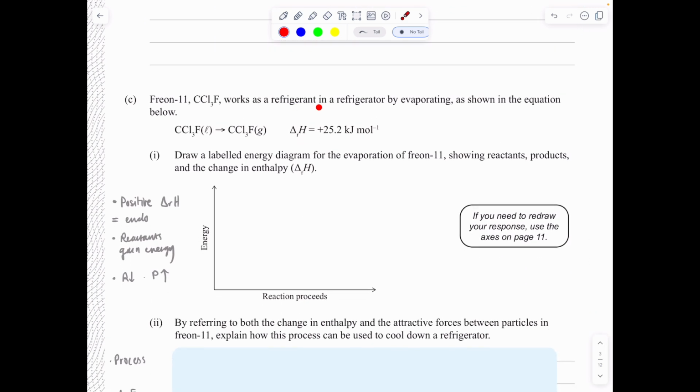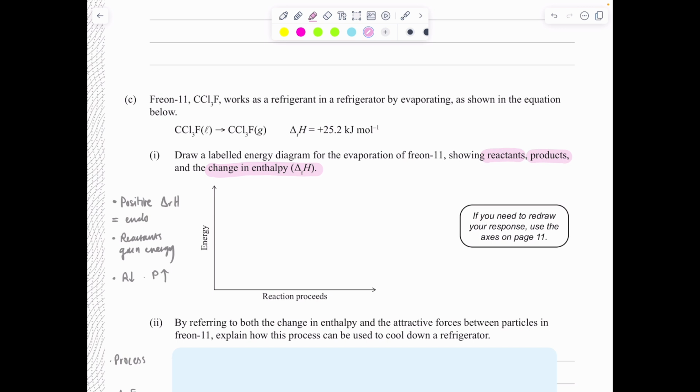Freon works as a refrigerant in a refrigerator by evaporating, as shown in the equation below. Draw a labeled diagram for the evaporation of Freon, showing reactants, products, and the change in enthalpy. What I love to do is I like to highlight the key points that we have to establish within our answer. So as we can see here, we have to show the reactants, we have to show the products, and we also have to show the change in enthalpy in our diagram.